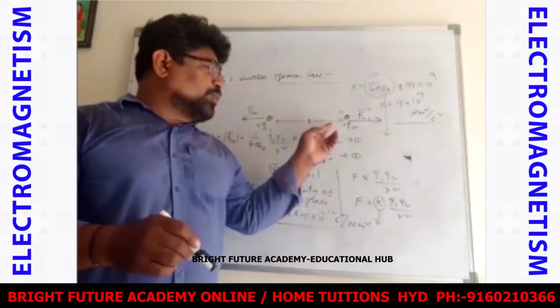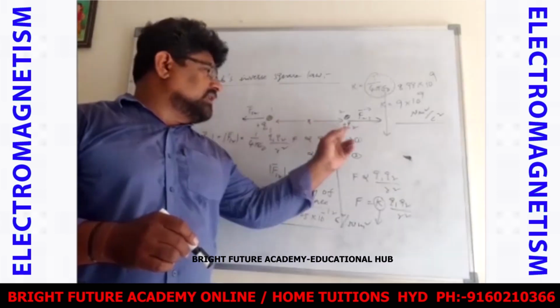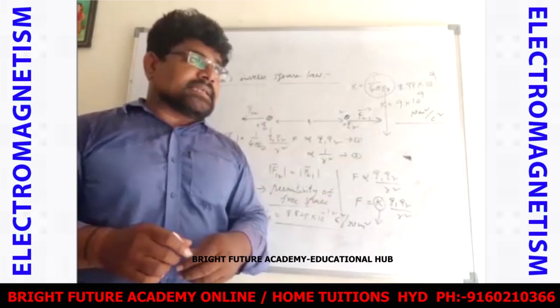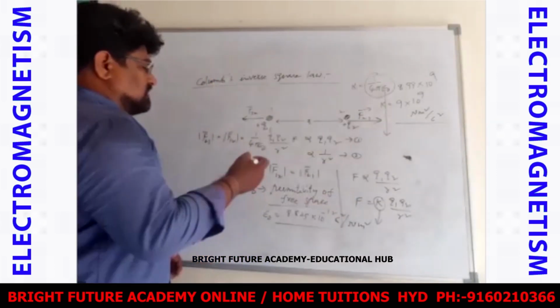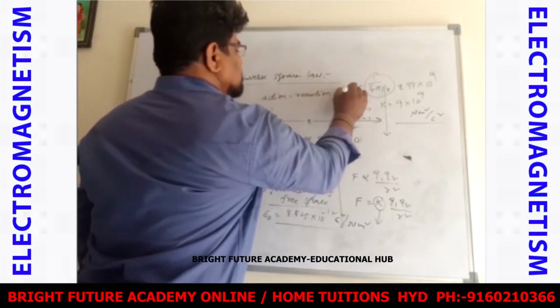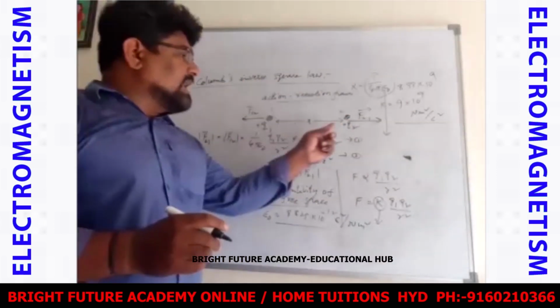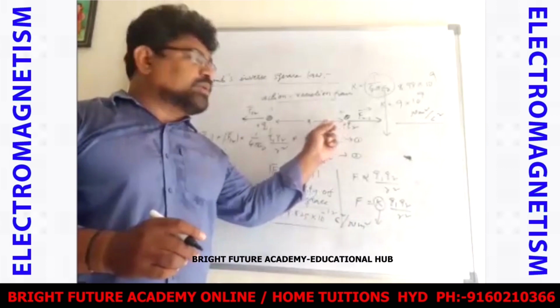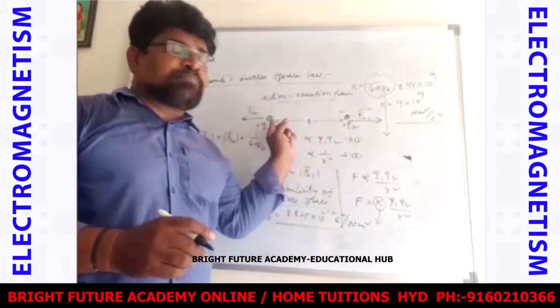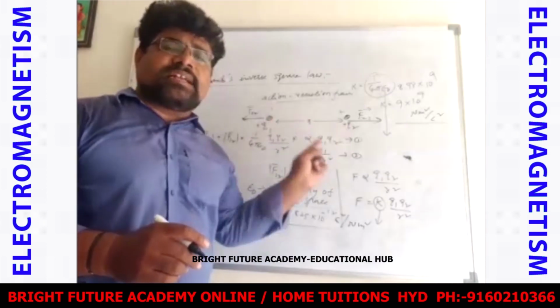Since the force is acting along the line joining the two charges, the electrostatic force is a central force, and this electrostatic force is an action-reaction pair. So what is an action-reaction pair? The forces are acting on two different bodies, meaning here, two different charges.